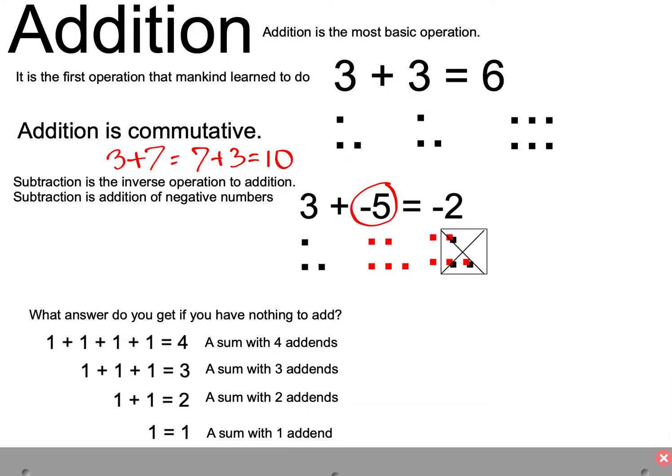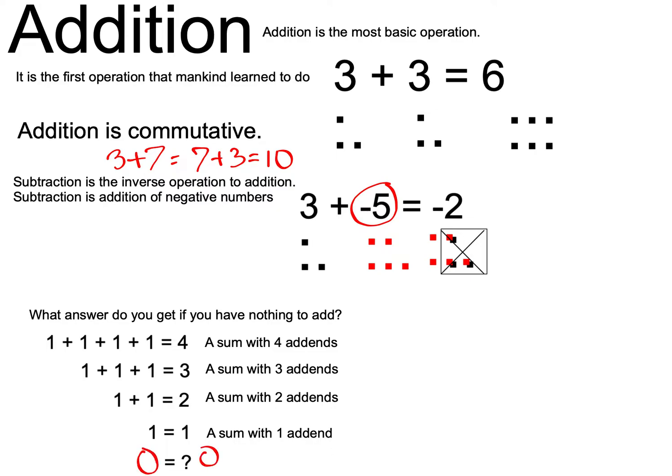And I want you to consider the following. What do you get if you have nothing to add? Well, 1 plus 1 plus 1 plus 1 is 4, that was 4 ones. 1 plus 1 plus 1 is 3. 1 plus 1 is 2. 1 is just 1. If you don't have anything, what would it be? Well, the pattern here would suggest 0. And yes, if you have nothing to add, you get the empty sum, which is 0. That's why when you add 0, nothing changes.